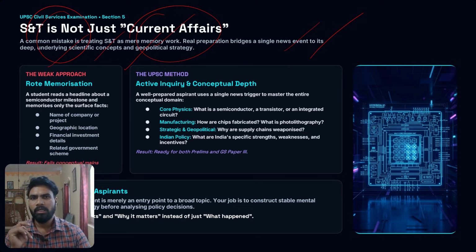Right. So the weak approach would be rote memorization of a few things in science and technology. It is not advised. It is a weak preparation strategy.